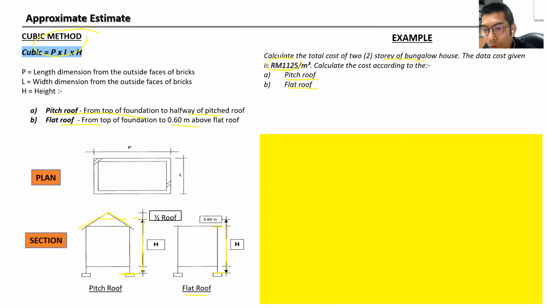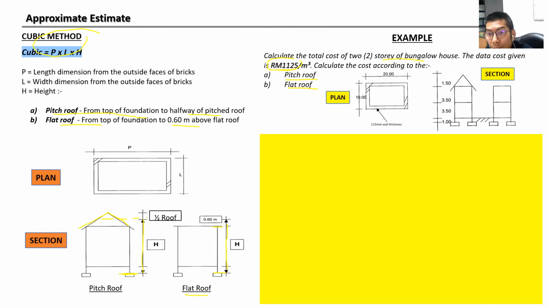It's either using pitch roof or flat roof. Okay, so this is the plan. This is the example. So the length is 20 meter, the width is 10 meter, the wall thickness is 115 millimeter.